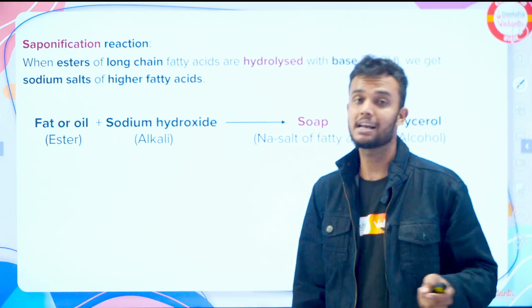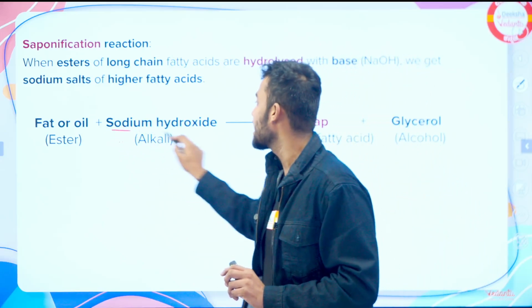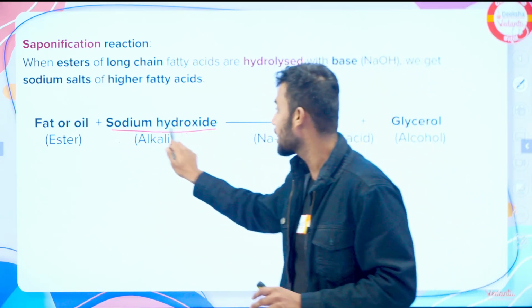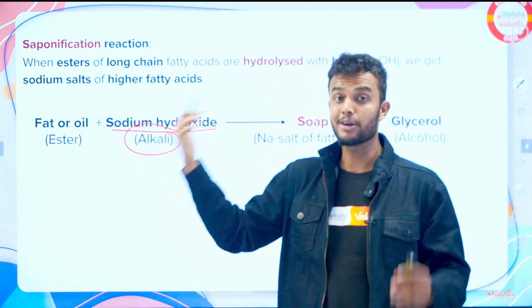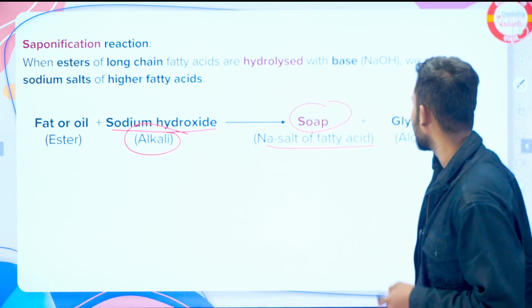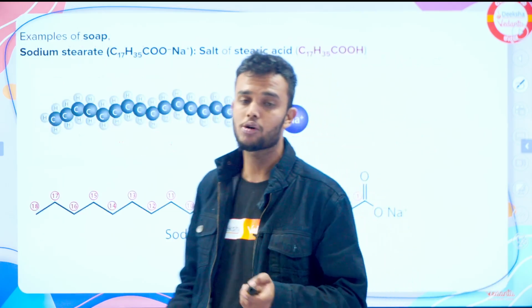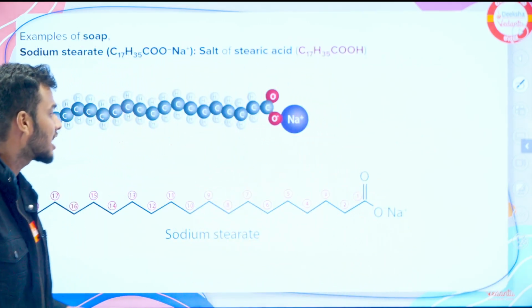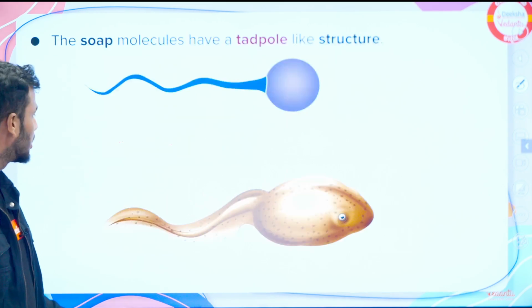What is saponification reaction? When fat or oil is reacted with sodium hydroxide or alkali, which is nothing but a strong base, it yields soap. It's nothing but sodium salts of fatty acid, and glycerol. Glycerol is nothing but alcohol. Okay students, this is the structure of soap. This is the first example, sodium stearate.